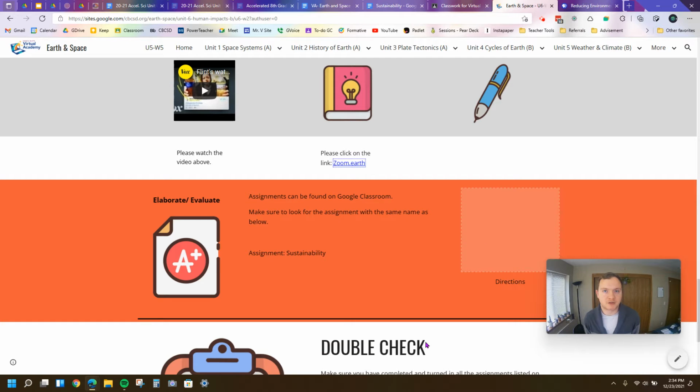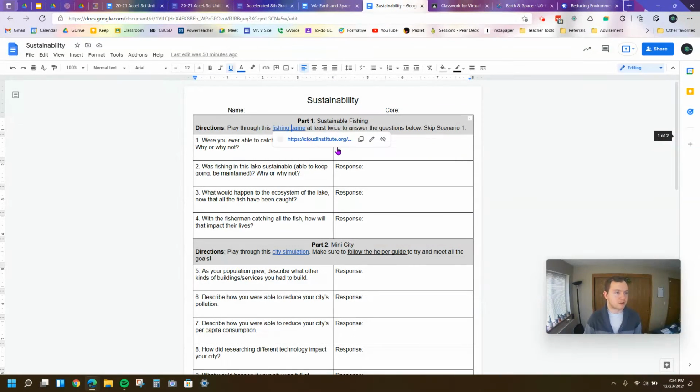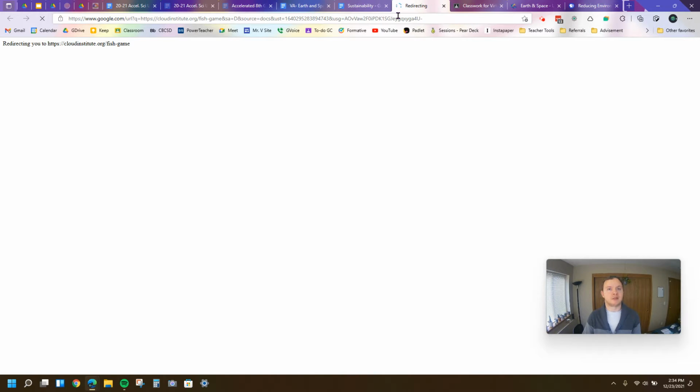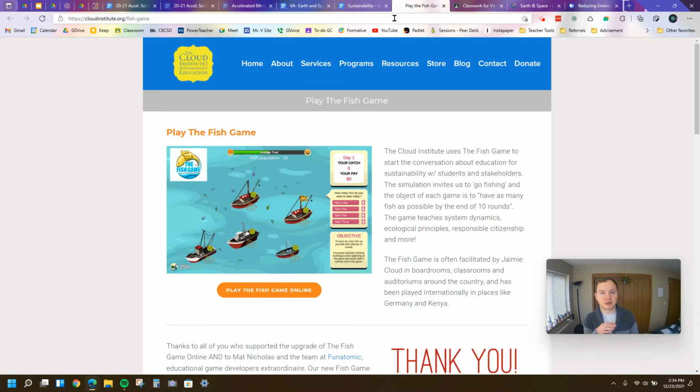This is the directions for the sustainability assignment. So you're going to find that on Google Classroom. It looks like this. And the first thing you're going to do is play this game where you're a fisherman. Part of what we talked about was sustainability. Sustainability just means not using too much, trying to use it at a rate that you can keep going and going. So if I play the game, this is a really good, simple example of what we're talking about here.